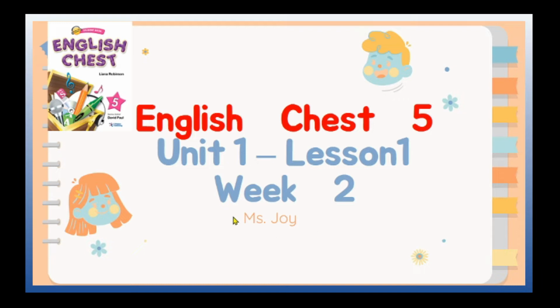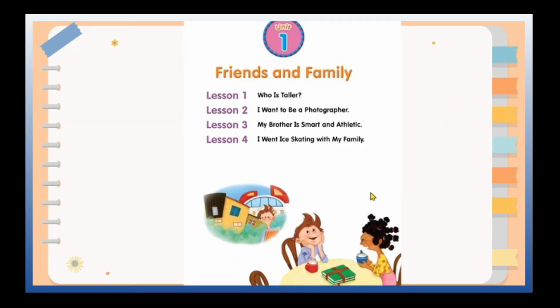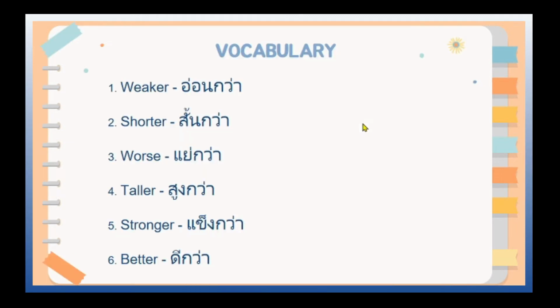Today we are doing English Test 5, Unit 1, Lesson 1, Week 2. Today we are still doing Lesson 1. Who is taller? We are still doing Unit 1, Friends and Family. Now let's have a recap.